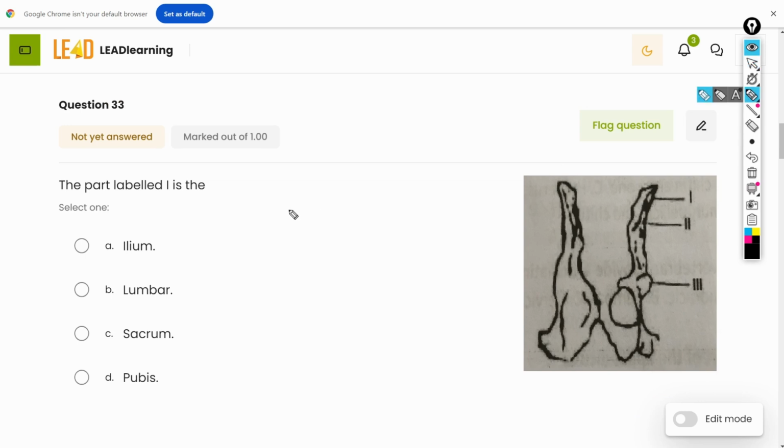Question 33. The part labeled 1. Now we need to identify what this structure is. This structure is the pelvis.